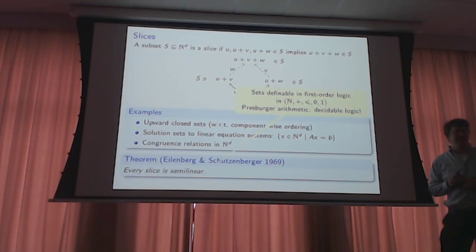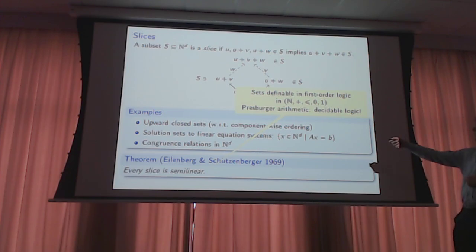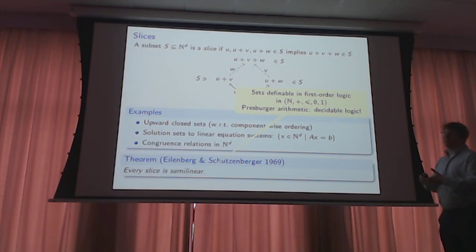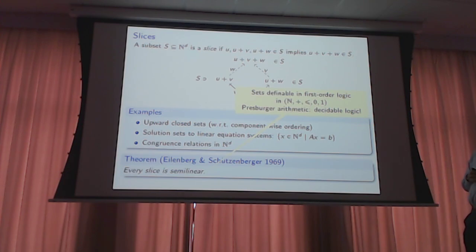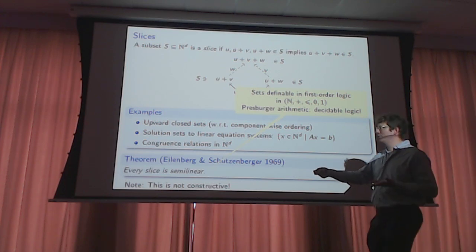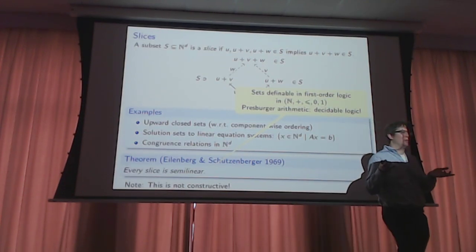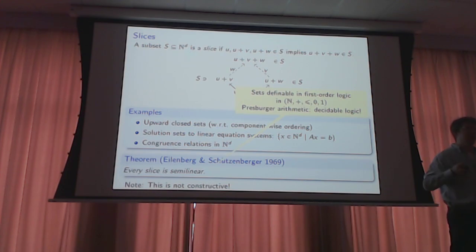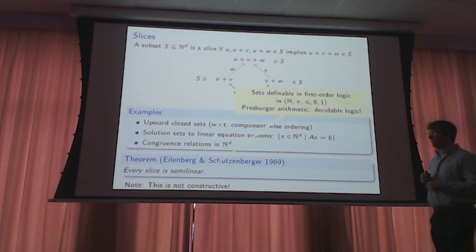Not sure if I have to define semi-linear. It's first-order definable in natural numbers with addition. And this is also called Presburger arithmetic, which is a decidable logic. That's all you need to know. This proof necessarily is not constructive because there's no representation with respect to which it could be constructive. So you only know it's closed, and then you already know there exists some semi-linear representation. All right. So let's prove this. Any questions so far? Yeah?